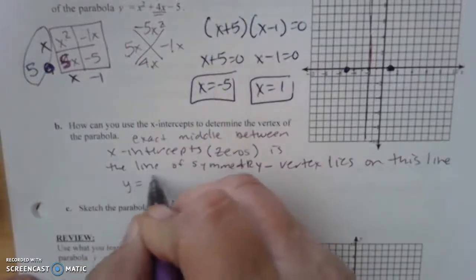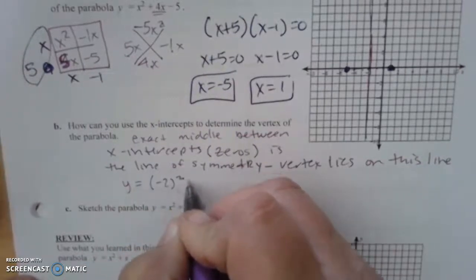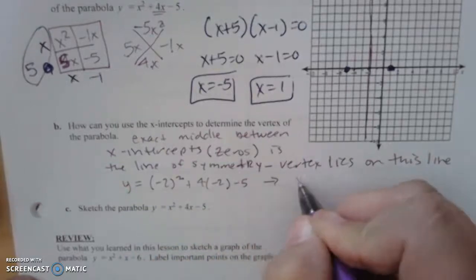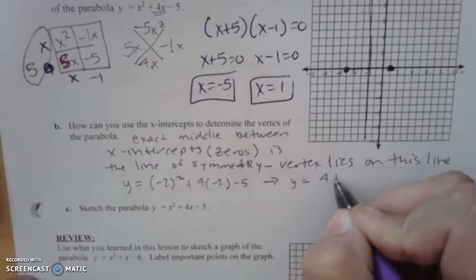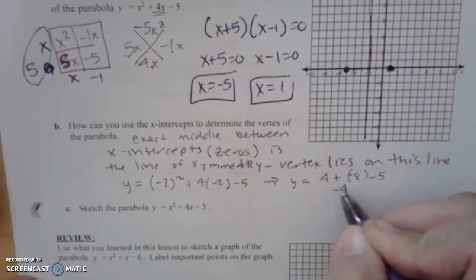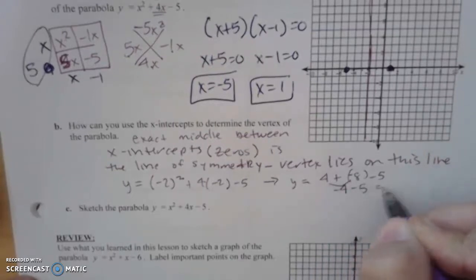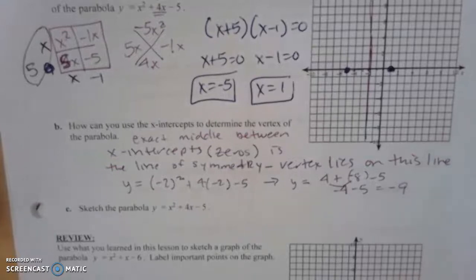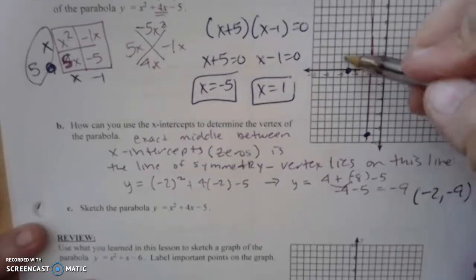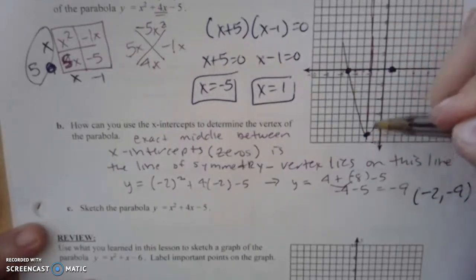So y equals -2 squared plus 4 times -2 minus 5. We get y equals 4 plus -8 minus 5. When I add those two together, we get -4, minus 5 equals -9. So we know y equals -9. I'm going to come down here to -2, -9, and put a point, and that is our vertex.